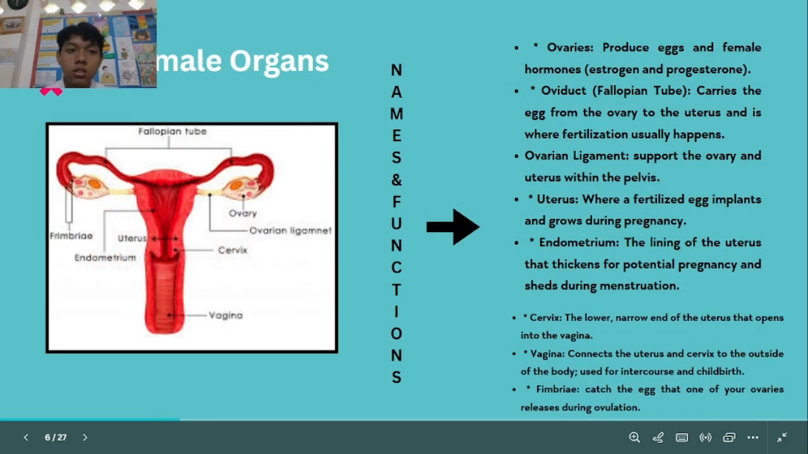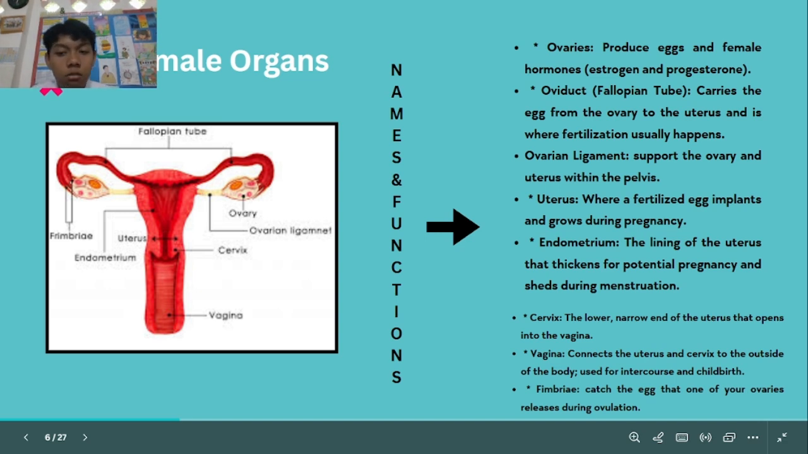Now the female organs. First, the ovaries produce eggs and the female hormones estrogen and progesterone. And then the oviduct, or the biological name fallopian tube, carries the egg from the ovary to the uterus, where fertilization usually happens. And the ovarian ligaments support the ovary within the pelvis.